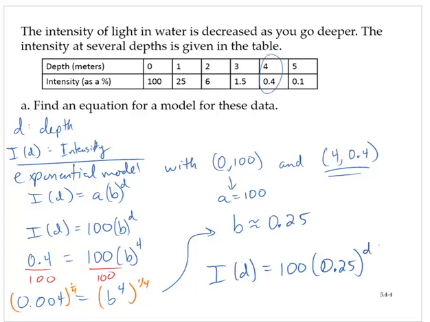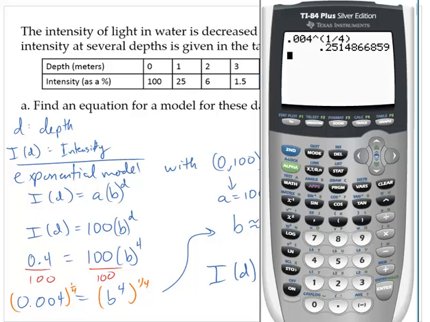Again, let me check that on the calculator. Let's graph it as 100 times 0.25 to the x. Graph. And this looks like it fits the curve very well. In fact, it seems to go right over the points. So I'm very happy with this function, this model.